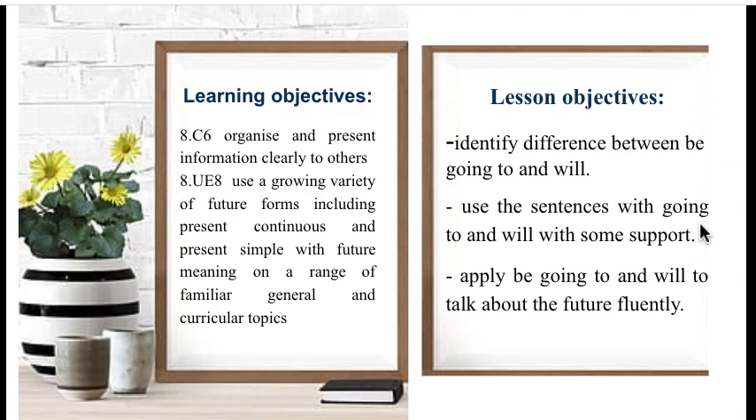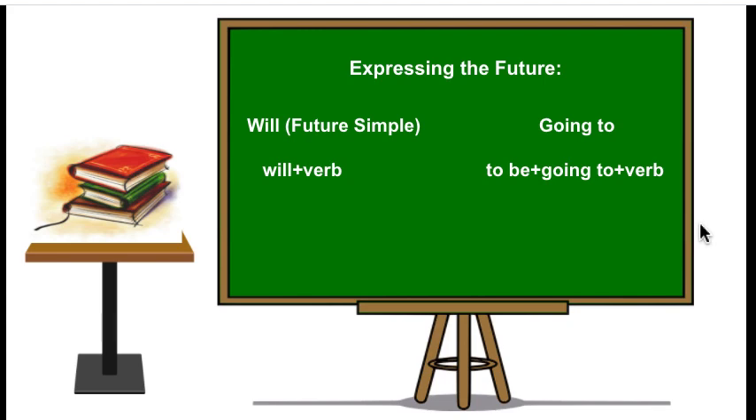Lesson objectives. Identify the difference between be going to and will. Use sentences with going to and will with some support. Apply be going to and will to talk about the future fluently. And now about the forming of will and going to. Will is formed with will plus verb, and going to with the verb to be plus going to plus verb.